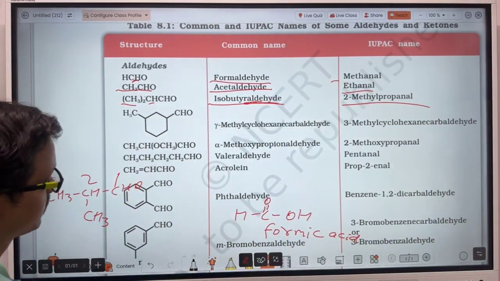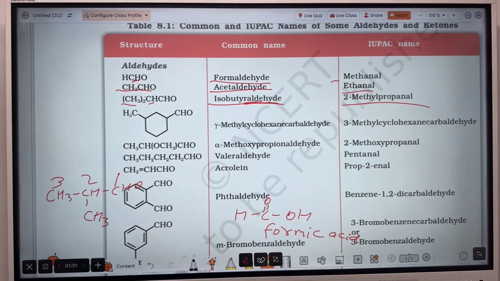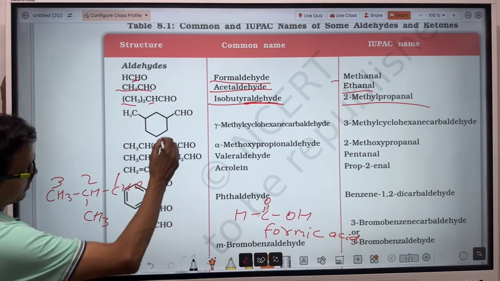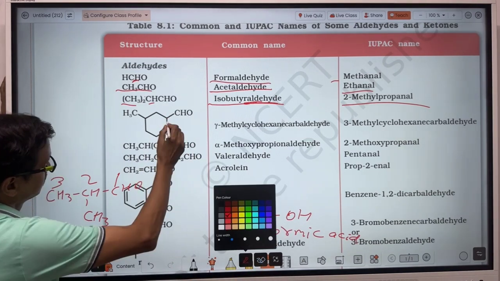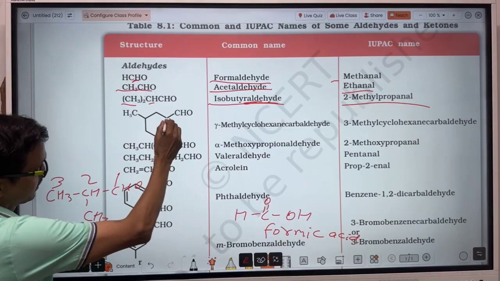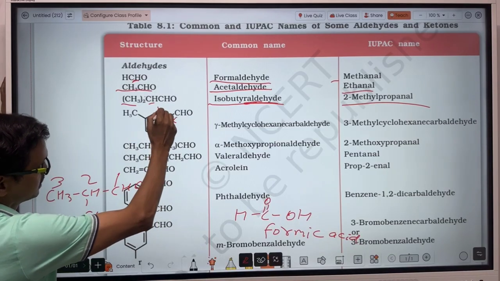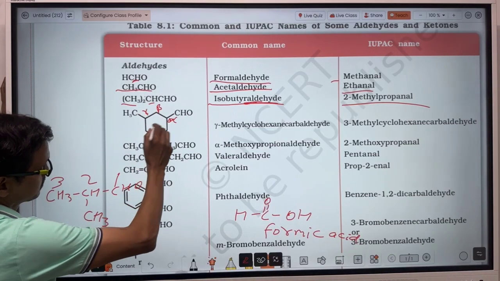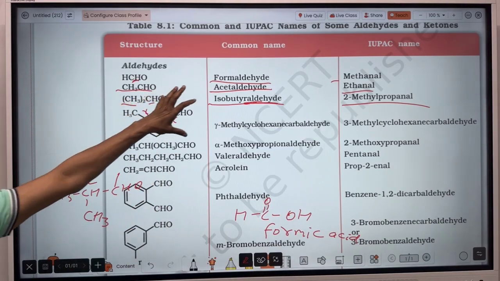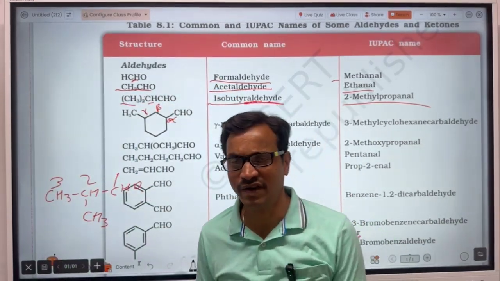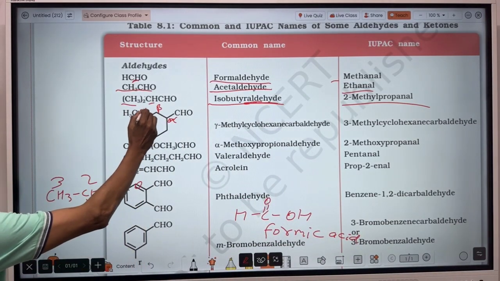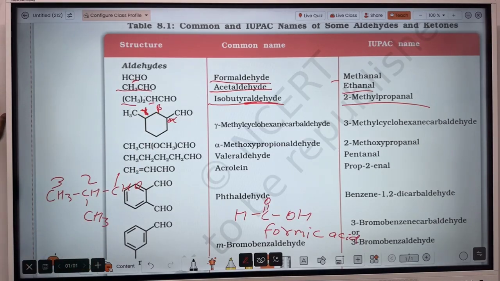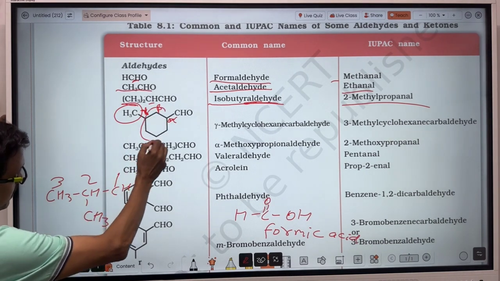Now in this compound, for the IUPAC nomenclature, when we write the common name through this carbon, watch out, this carbon will get the first position. In that one we will call this one the alpha carbon, this is the beta carbon, and this is the gamma carbon. So when writing the common name, you have to write about alpha, beta, gamma. Here the substituent is at the gamma carbon. At the gamma carbon, the methyl group is there. So that's why it is written gamma-methyl. It is cyclohexane, so cyclohexanecarbaldehyde.